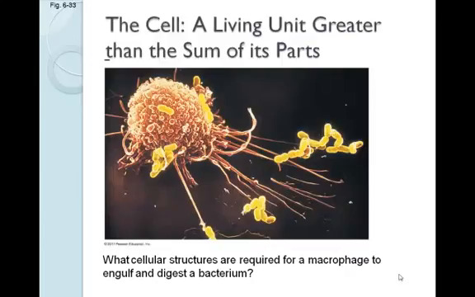Now that we've looked at the structure of the cell, we can talk about how these structures coordinate together to accomplish a particular function. In the photo here, a macrophage, a type of white blood cell, is engulfing bacteria, which will then be destroyed by phagocytosis. Can you list the organelles needed for a macrophage to engulf and digest a bacterium? Something to think about as you prepare for the first exam.